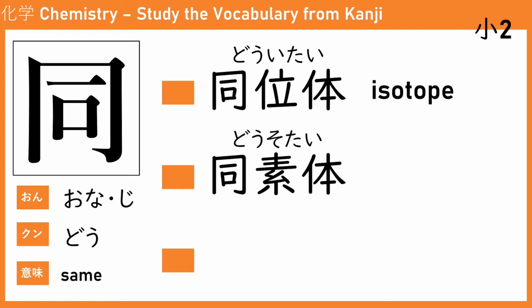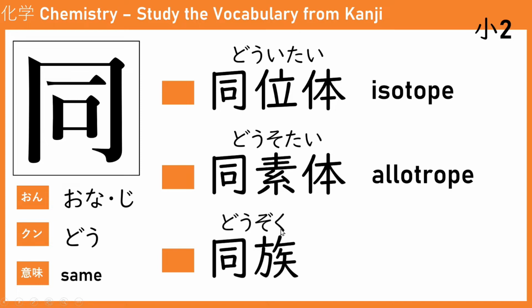Dōsōtai. This one is the allotrope. The allotrope of things. So sō here means the plain, basic. The basic same stuff. The basic same body is allotrope.